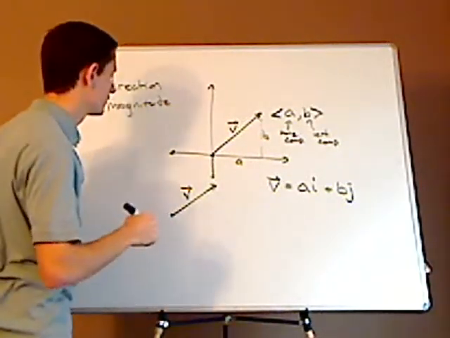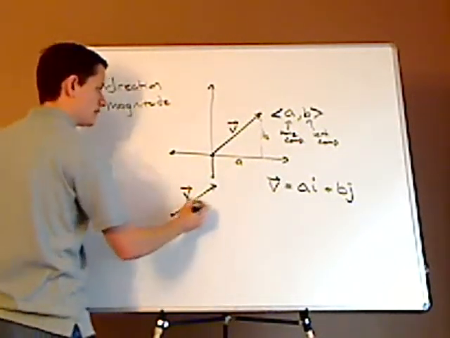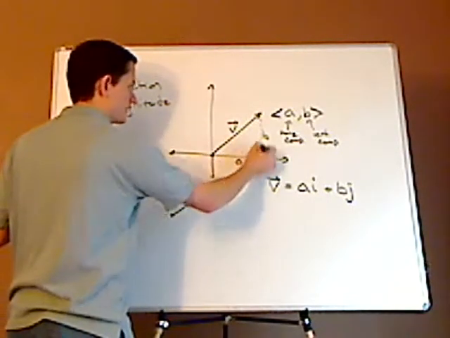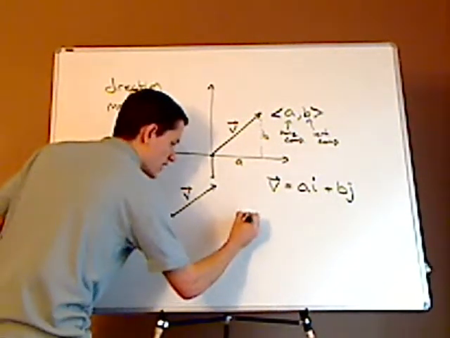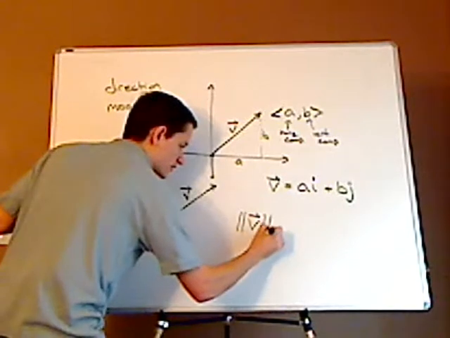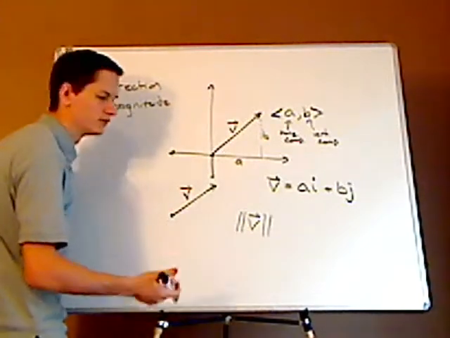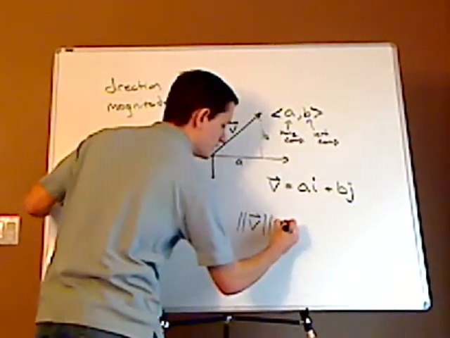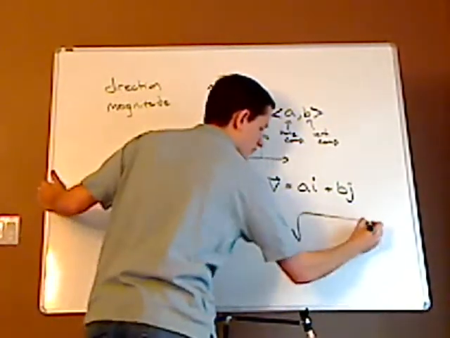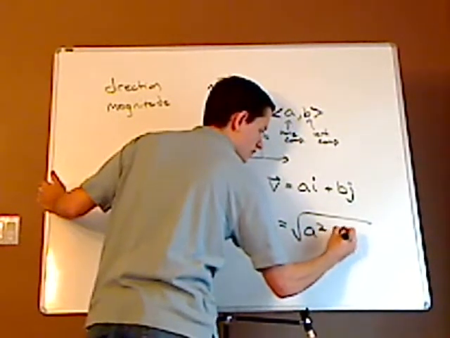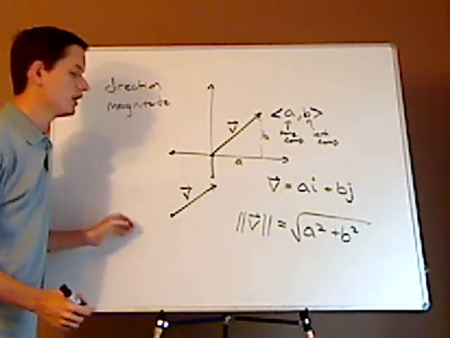Now a vector also has a specific length. The length is very similar to the distance formula, or you can think about it as the Pythagorean theorem. Now you're going to have these double lines around it, so it's very similar to absolute value, just an extra bar. That stands for the length of. So it's the length of vector v. And the length of vector v is simply the Pythagorean theorem. So it's going to be the square root of a squared plus b squared. And that's it.